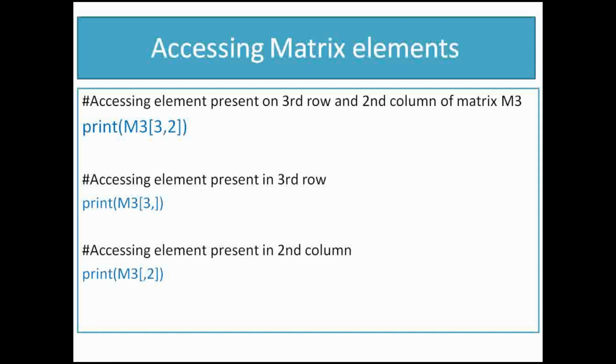Here, if you want to access all the elements present in the second column, then we will not assign any value in row. We will just assign the column number, here as 2. The name of the matrix is M3, then column 2. So this is how we can access matrix elements.